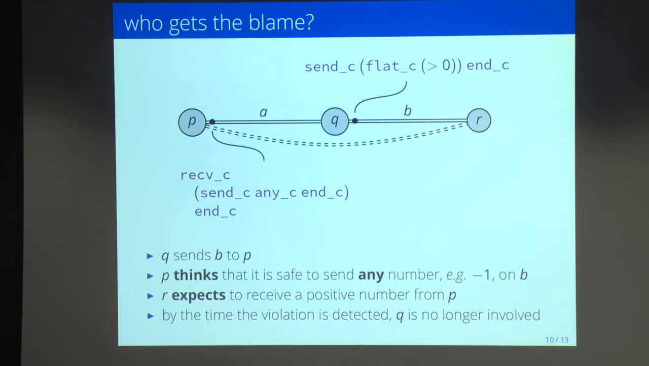expects a positive number. And by the time we realize that there is something wrong in this system, because R receives a number which is negative, Q is no longer involved in the interaction. So the question is, who gets blamed in this case?